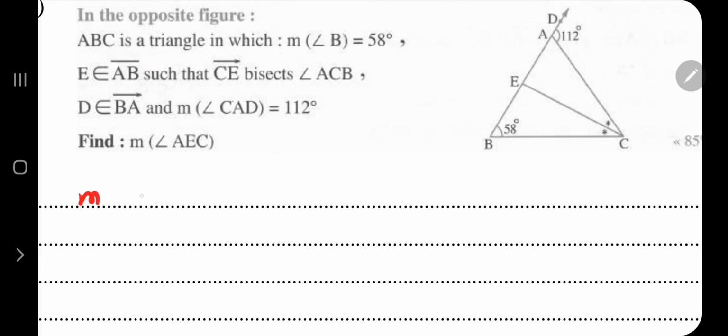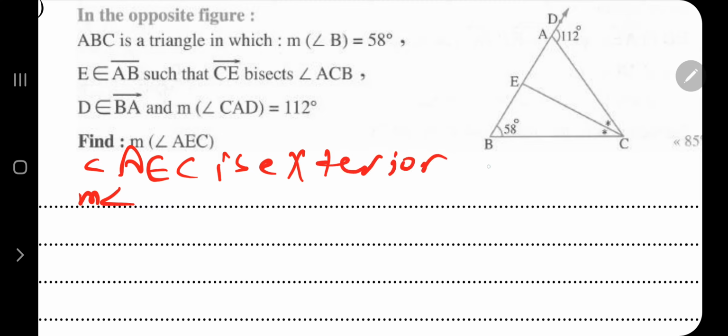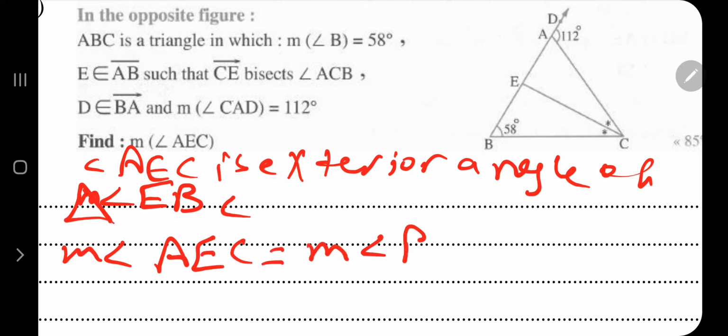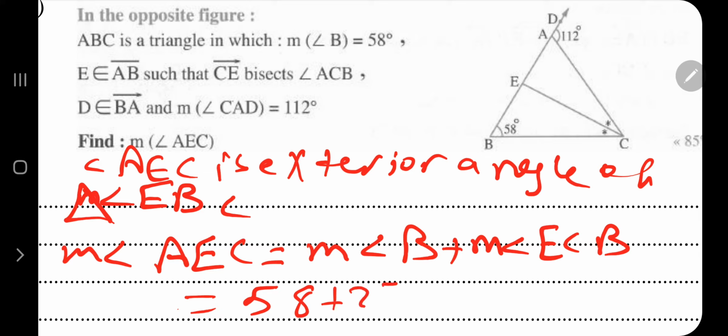I will repeat again. The measure of angle AEC is an exterior angle of triangle EBC. The measure of angle AEC equals the measure of angle B plus the measure of angle ECB equals 58 plus 27 equals 85 degrees.